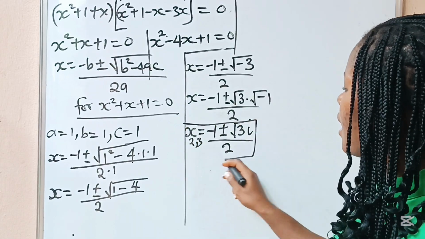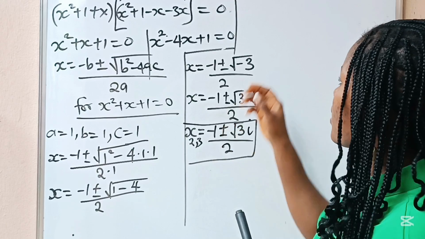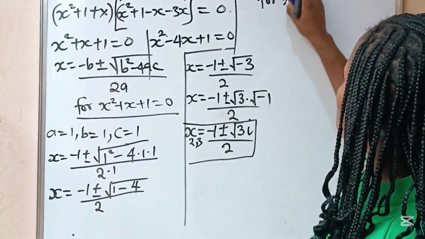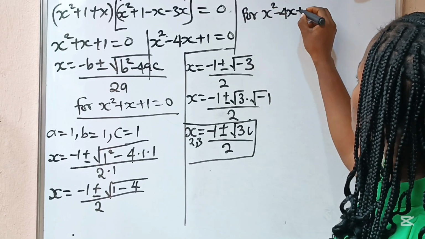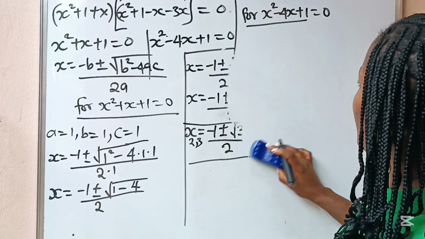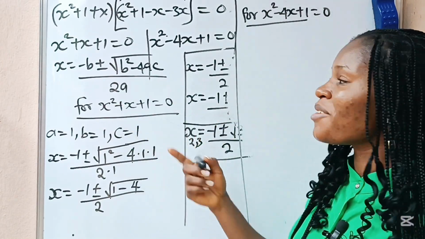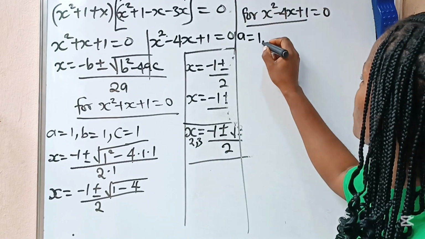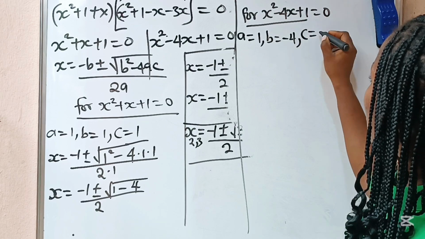All right, now let's go ahead and solve this other one in order to get the fourth and the fifth values of x. So for x squared minus 4x plus 1 equals 0, recall that the formula we are using is the quadratic formula. Our a in this case is the coefficient of x squared, which is 1. Our b is the coefficient of x, which is minus 4, and our c is the constant, which is 1.